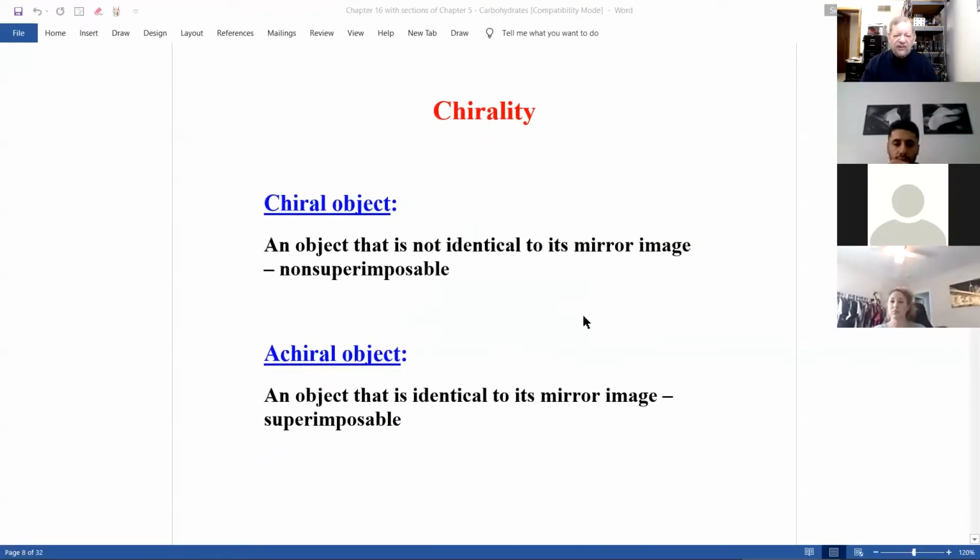Now, we're talking about chirality, and chirality means handedness. And there are 2 types of objects in our world and in chemistry and molecules. One is a chiral object, the other is an achiral object. A chiral object has a non-superimposable mirror image, and an achiral object has a superimposable mirror image. And if you remember, on Monday, I talked about the difference between your right and left hands. They're mirror images.